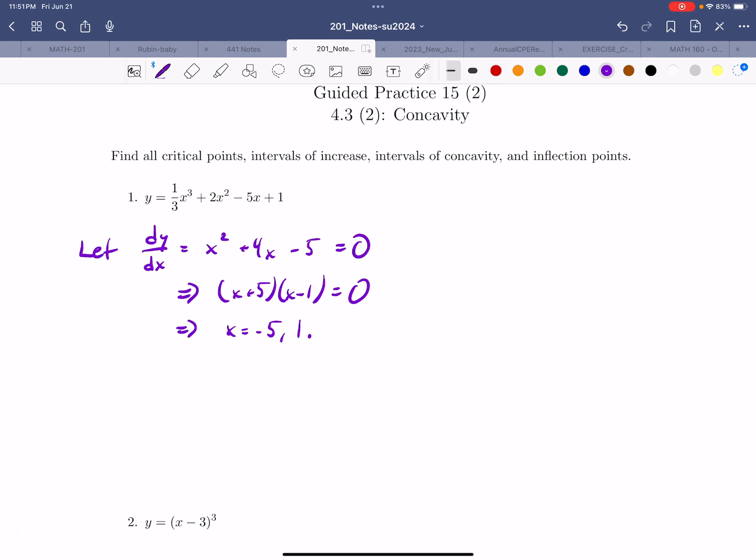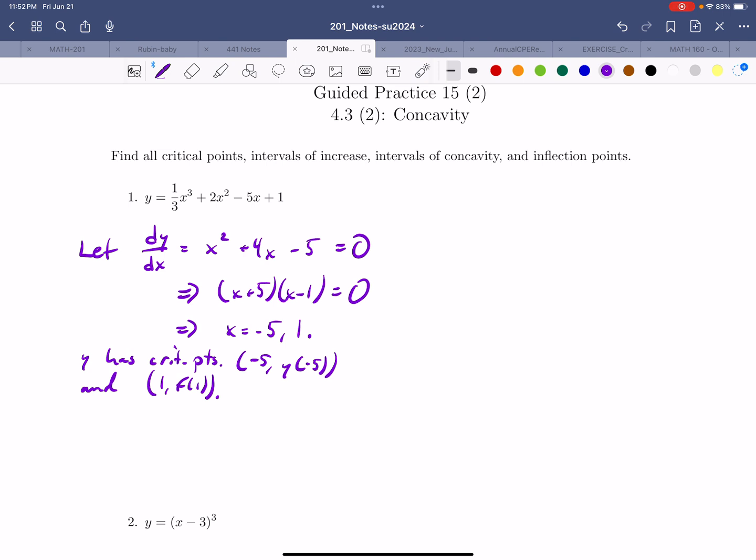Now, I guess note that we're not actually classifying whether they're maxes or min. So it's kind of nice. So I guess we can just say y has crit points negative 5 and y of negative 5, because I'm not going to do that out. And 1, f of 1. Okay, those are our critical points.